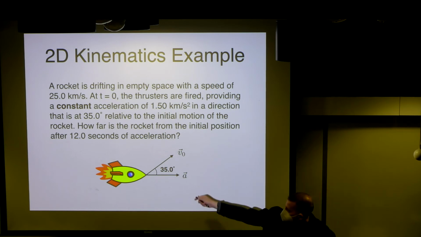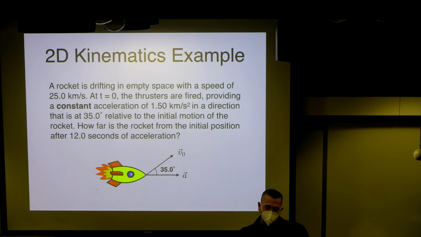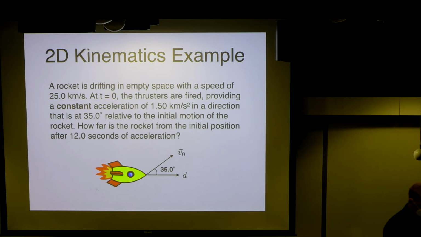And it's important to realize that in general, your velocity and acceleration can be at any angle with respect to one another. Okay? So we're imagining in this case that it's 35 degrees. So this is what it would look like. I'm just going to show you an animation.